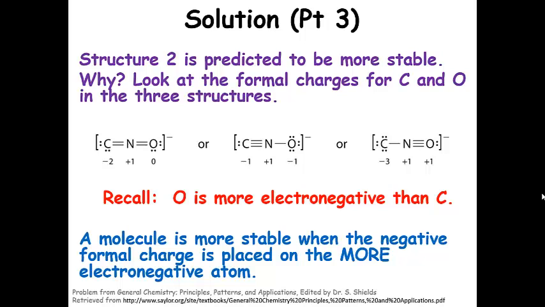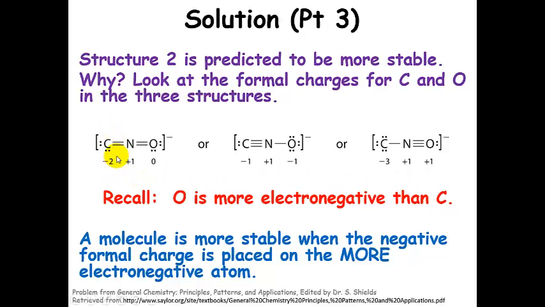So why? Let's look at the formal charges for carbon and oxygen. Notice nitrogen doesn't change in any of these structures, so we can just ignore it. Let's look at structure 2. We have a -1 formal charge on oxygen, which is favorable. We also have a -1 formal charge on carbon, which is not favorable. Let's look at the other 2 structures and compare.